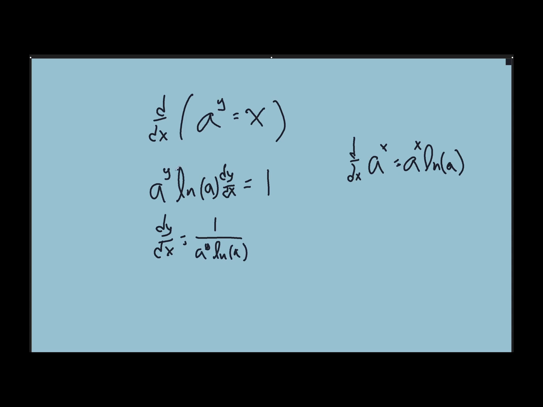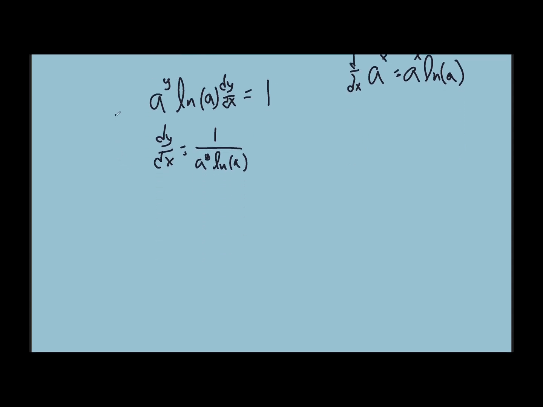Now, what if I want to use e? Because that's what we're all about, right? So let's say that a is equal to 2.71, whatever e is. Let's say it's e instead of a. Well, that would be, of course, 1 over e to the y ln of e. But you know what? The natural log of e is equal to 1. So it'd just be 1 over e to the y, like that.